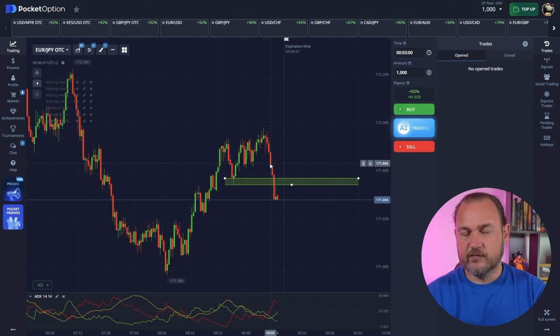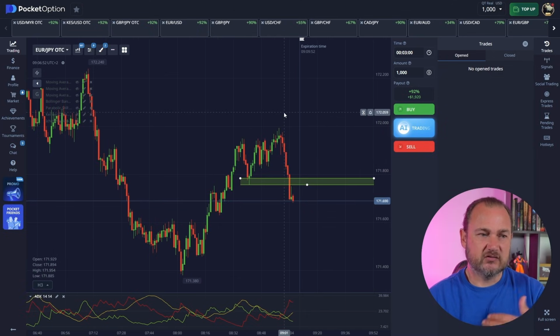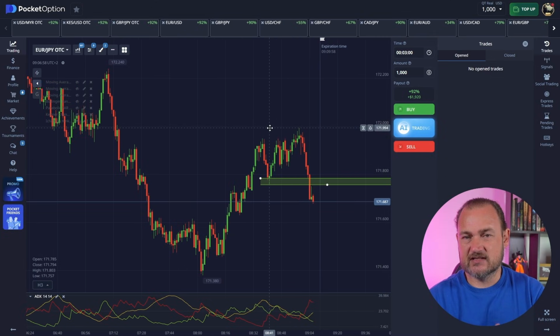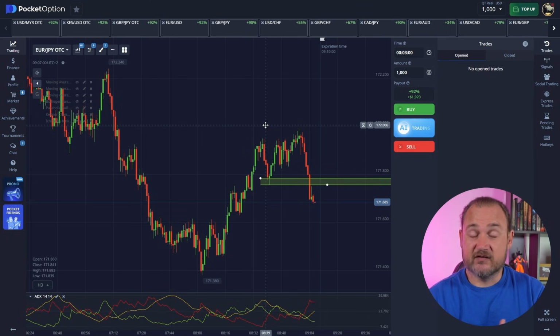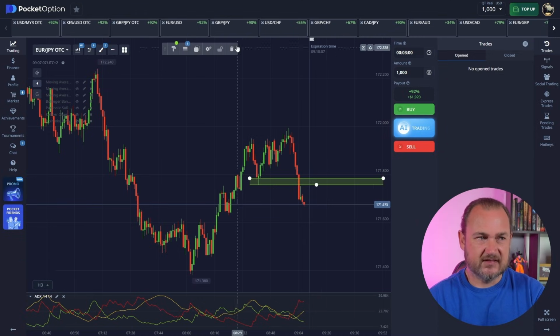Okay, so that's one of the ways we can use this with support and resistance areas. If you know how to properly draw support and resistance, it's definitely something you can use. If you're not sure about support and resistance, I did make a video before about how to properly find decent support and resistance areas. Go have a look at that so you can understand that.